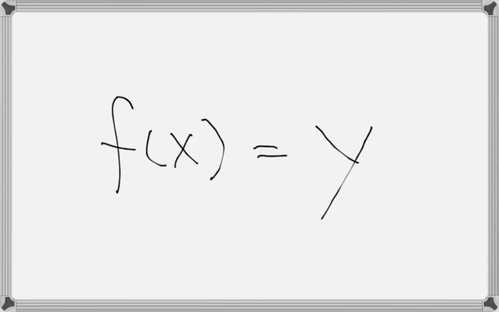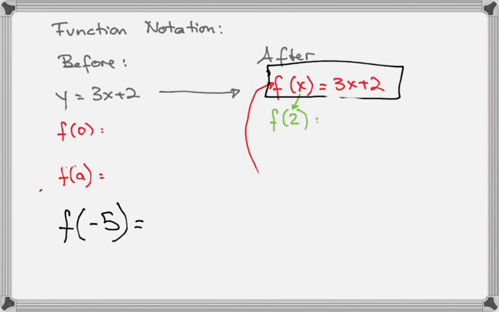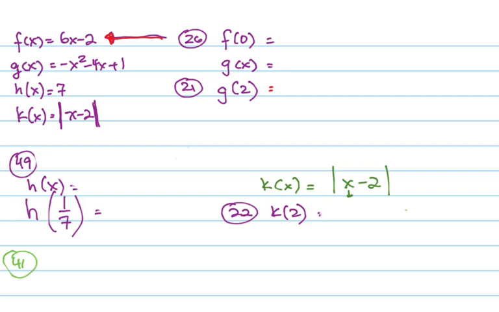Okay, let's pick a couple problems. Here I just wrote f of x is y. We're not doing these anymore because we've done them already. Function notation. Let's go to some in the book. Homework. On page 159, you have f of x is 6x minus 2, g of x is -x squared minus 4x plus 1, h of x is 7, and k of x is the absolute value of x minus 2. That's exactly what you have in the book. I copied it out of the book.